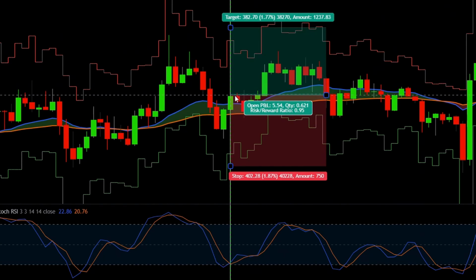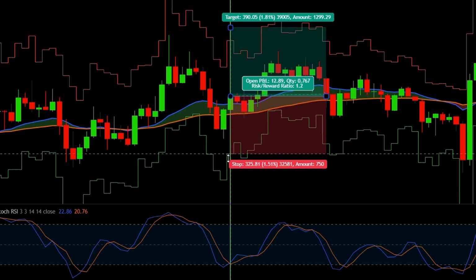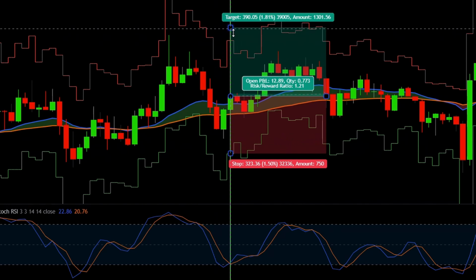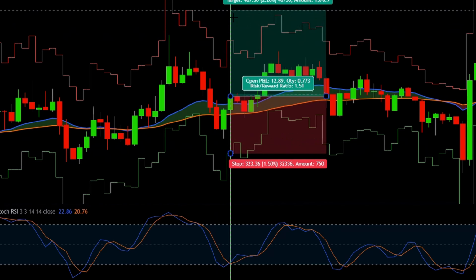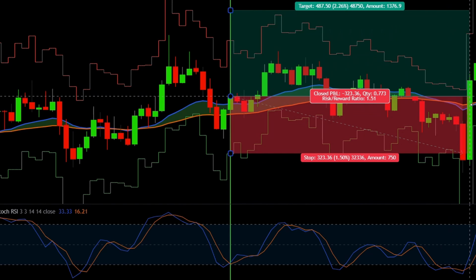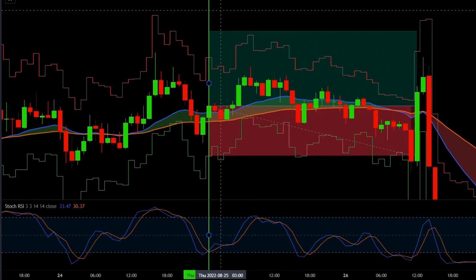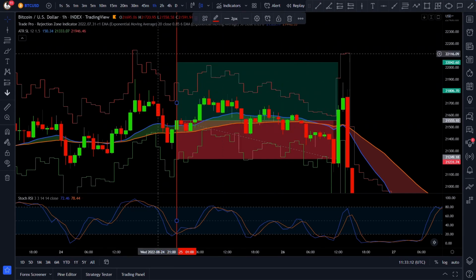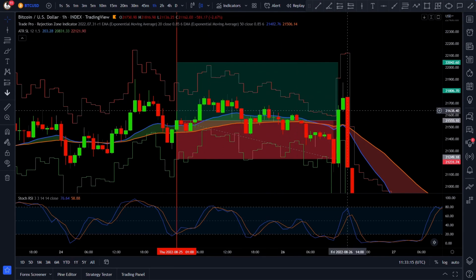Entry level at the close of this candle. Stop loss goes to this lower ATR line, and the take profit is a 1 to 1.5. As you can see, this one was a loser. Okay, now let's see the rules for short entries.